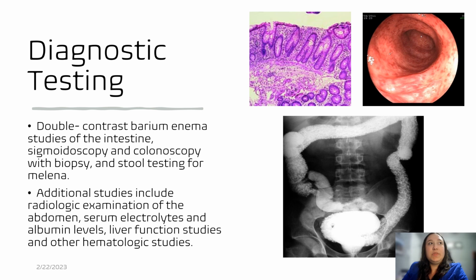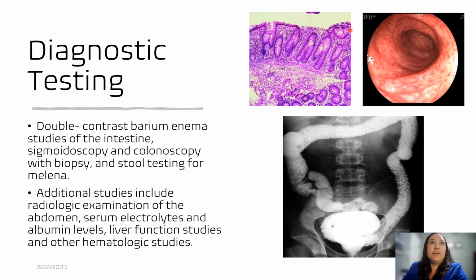Diagnostic testing. Some testing that you might find for ulcerative colitis would be a double contrast barium enema study of the intestine. You might see a sigmoidoscopy and a colonoscopy with biopsy and stool testing for melena. Some additional studies that you might see would be radiologic examination of the abdomen, serum electrolytes and albumin levels. They'll probably do some liver function studies and other hematologic studies.